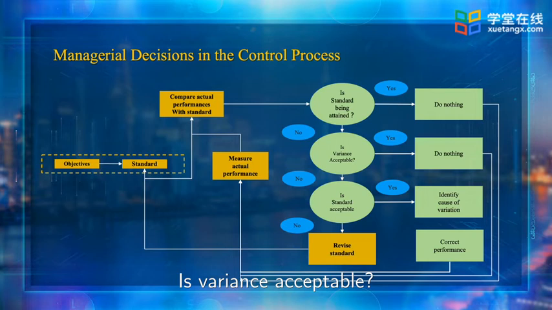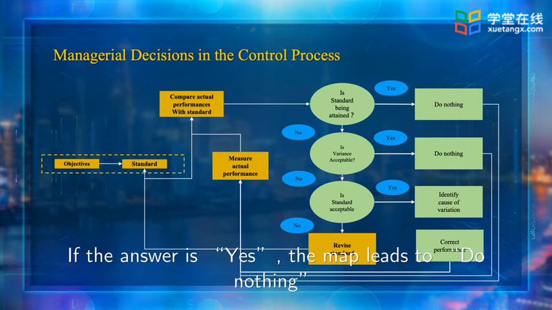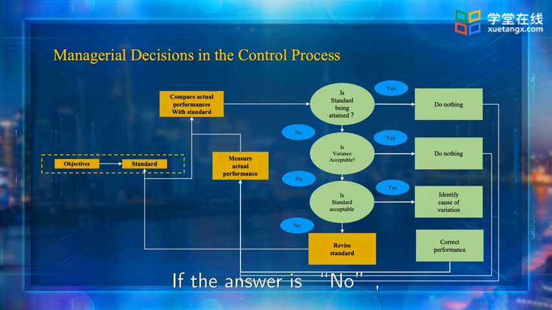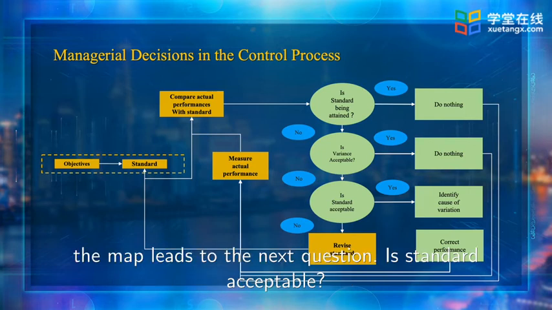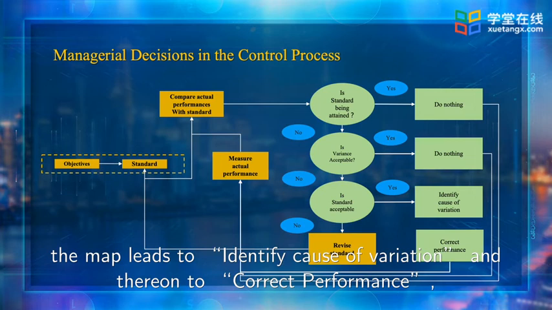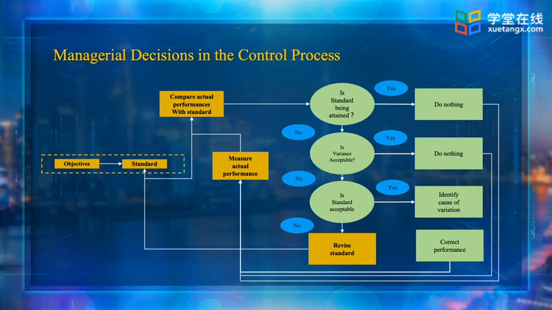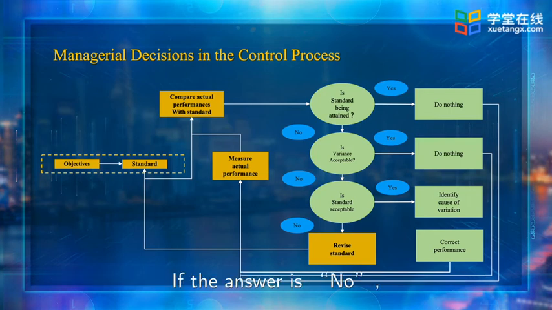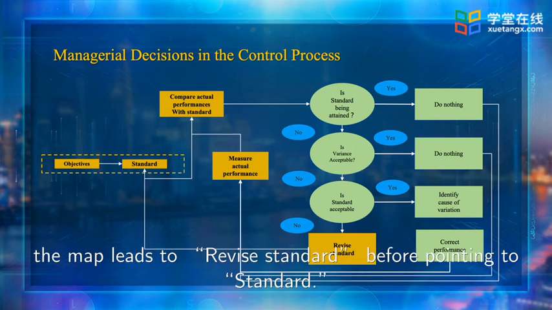Is variance acceptable? If the answer is yes, the map leads to do nothing and thereon to measure actual performance. If the answer is no, the map leads to the next question. Is standard acceptable? If the answer is yes, the map leads to identify cause of variation and thereon to correct performance, and from there to measure actual performance. If the answer is no, the map leads to revise standard before pointing to standard.